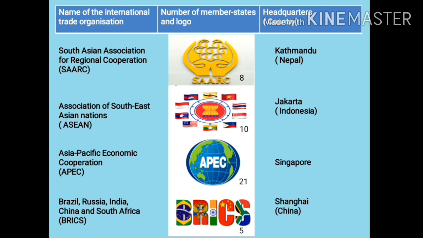The next organization is Asia Pacific Economic Cooperation, that is APEC. Its headquarters is situated in Singapore. Its function is free trade and economic cooperation in the Asia Pacific Ocean region and promoting regional and technical cooperation among members.